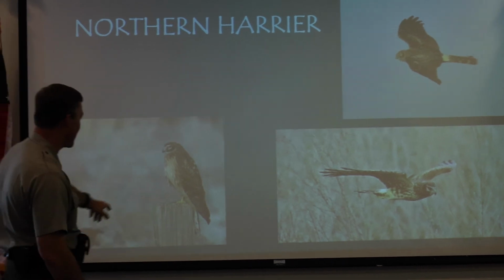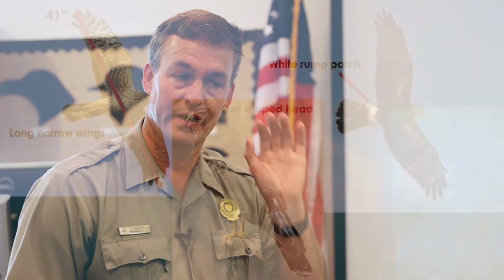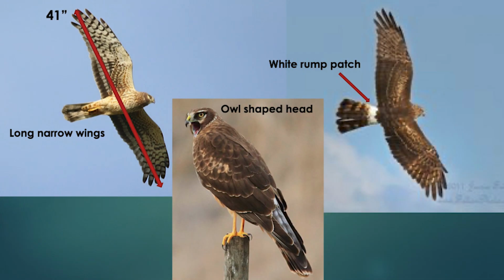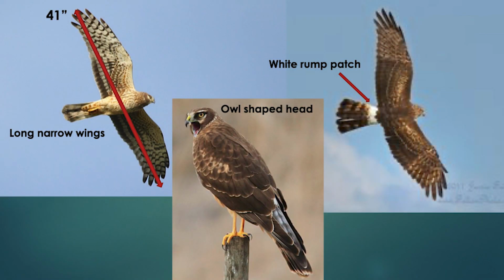And if you can see here, it has an owl-like face. Like an owl, it has facial discs, which are feathers that surround its eye. And that allows it to pick up sounds. So it has increased hearing ability. But these are just some enlarged pictures, again, showing the bird. Like I said, a white rump patch, long, narrow wings. This allows it to glide close to the ground while it's hunting for its prey. And it has a wingspan on average of around 41 inches.